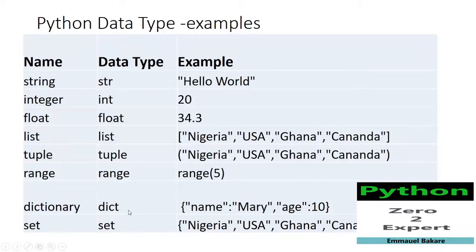Dictionary is a combination of key and value pairs stored together. So the key is the description and the value is the data, the value of the description. So you can see right here we have name is Mary, age is 10. Set also stores combinations of data. The difference between a set and a list and tuple majorly is that sets are unique values.